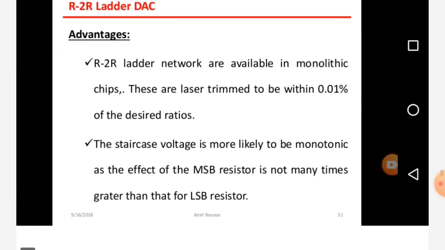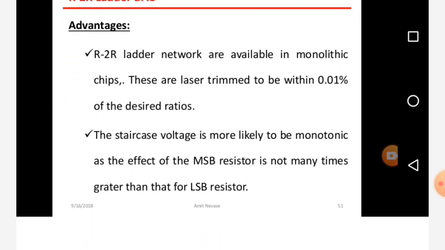The next advantage is that R to 2R ladders are available in chips. These are laser trimmed to be within 0.01% of the desired ratios. The staircase voltage is more likely to be monotonic, as the effect of the MSB register is not many times greater than that for the LSB register.